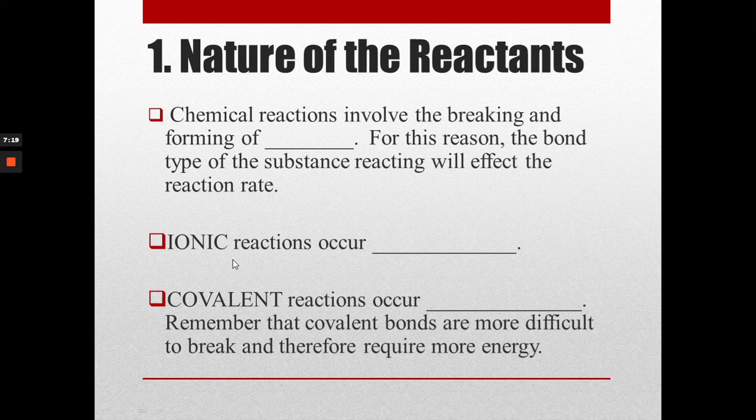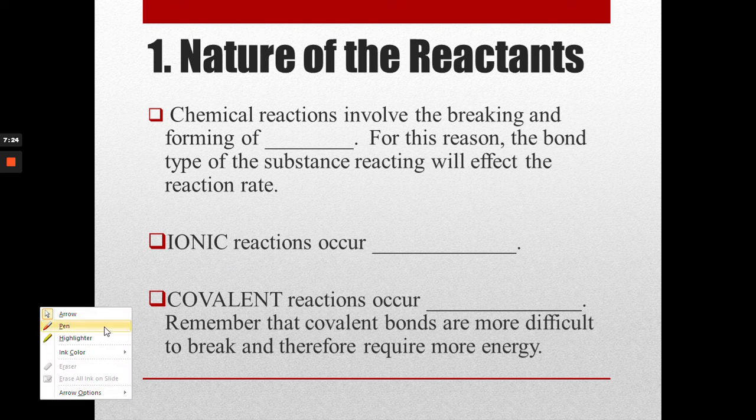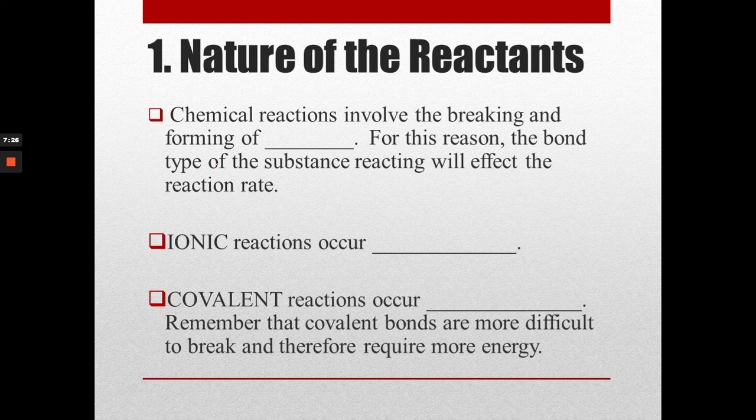So we're going to go through the 5 big things that can affect the rate of the reaction. The first one is just the nature of the reactants, right? What phase are they in? What kind of intermolecular forces do they have? What kind of bonds do they have? So there's a lot of things at play. We're going to focus on 2 things in particular, which is the type of bonds. But remember that chemical reactions involve the breaking and forming of bonds. So for this reason, we're going to focus on bonds. Bond type makes a difference.